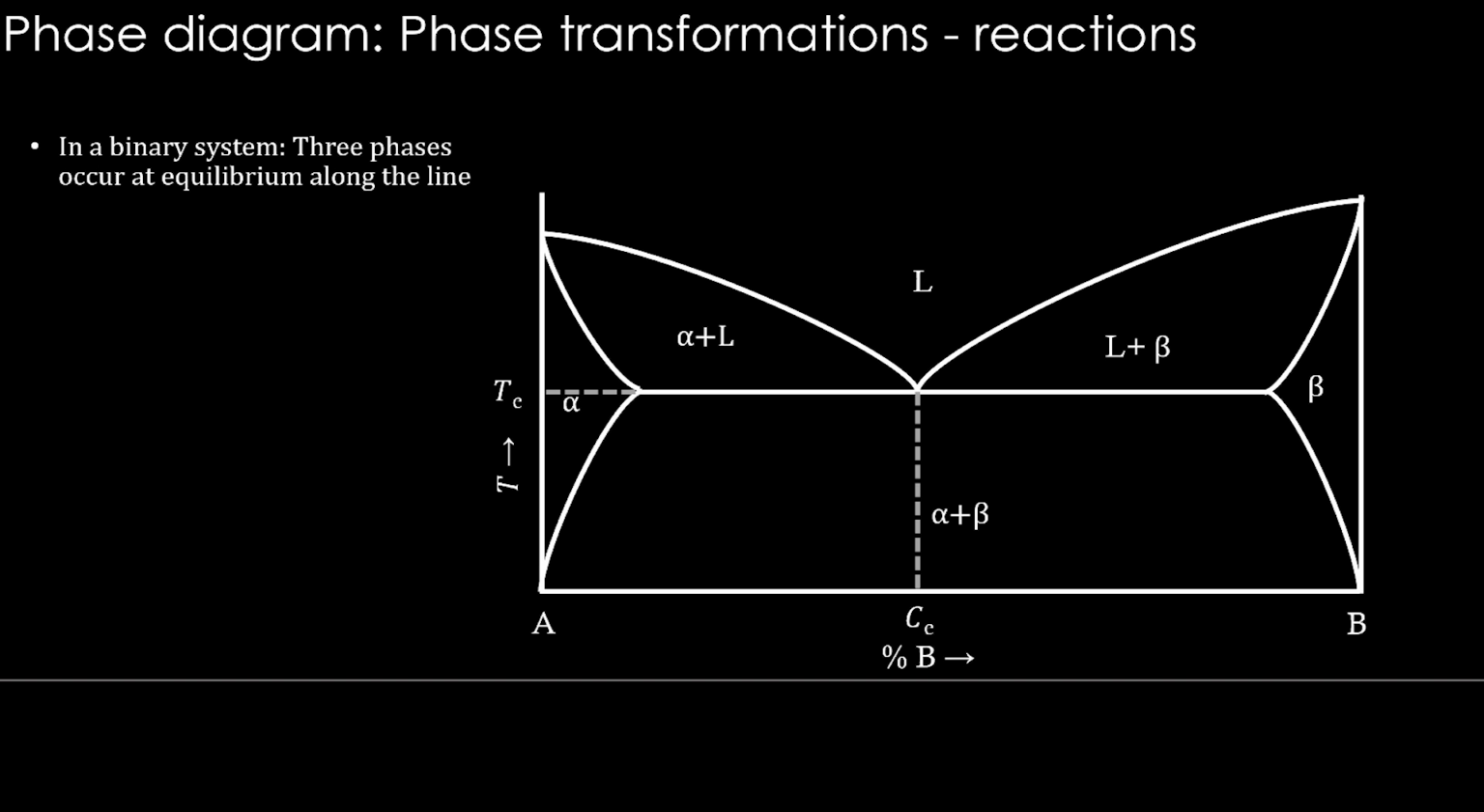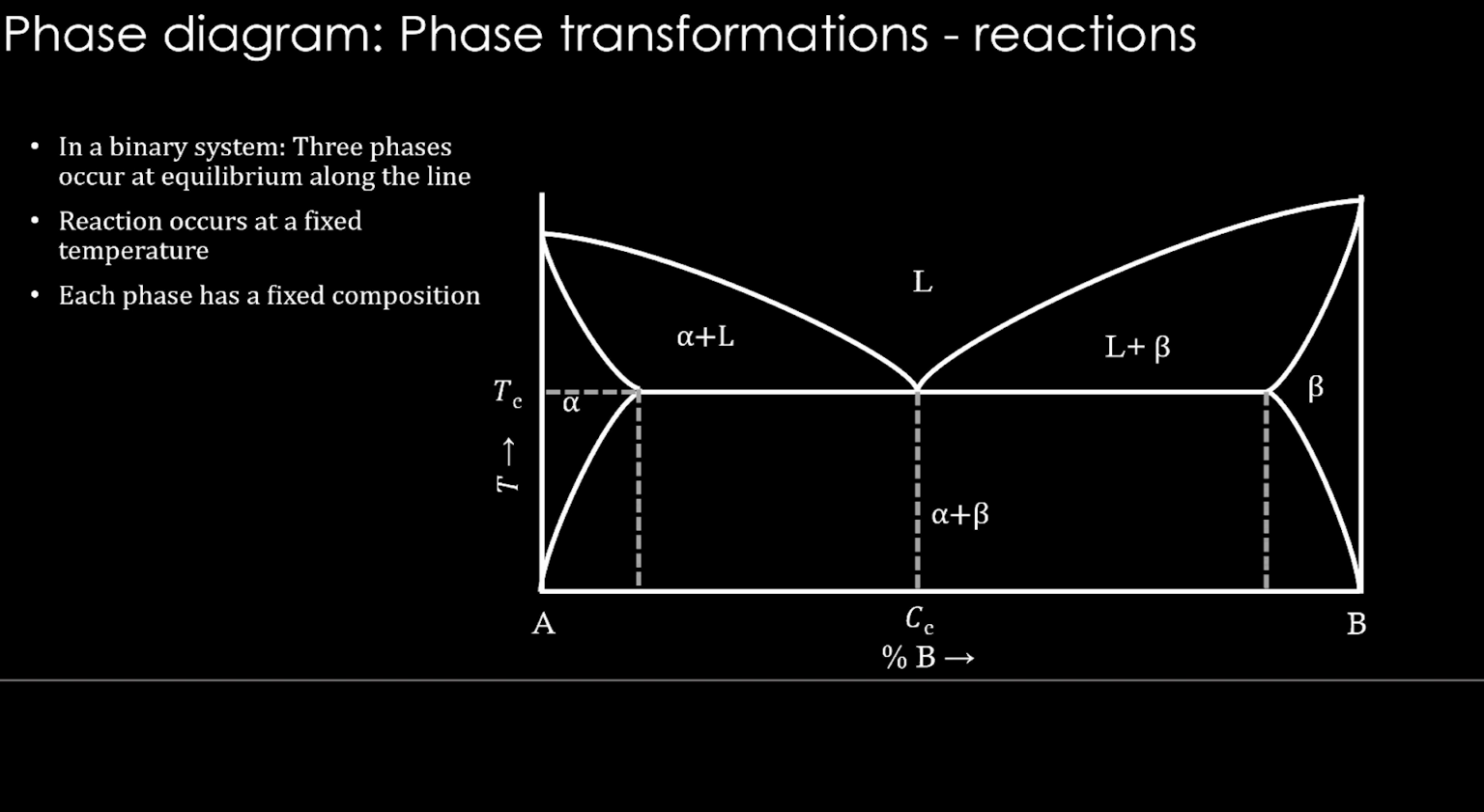Now, along this line in a binary system, three phases occur at equilibrium. As we already told, the reaction occurs at a fixed temperature, but more importantly, each phase has a fixed composition. These two are the compositions of alpha. This is the composition of alpha, and this is the composition of beta. And the liquid's composition, we already called the eutectic composition. That is the composition of the liquid. So this liquid and two solids of these particular compositions stay in equilibrium. So that is the eutectic reaction.